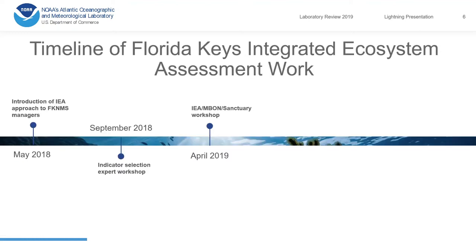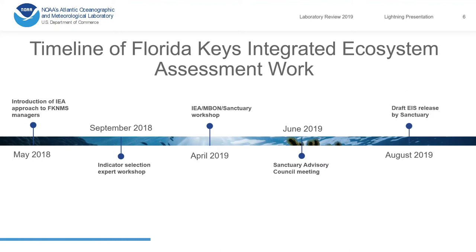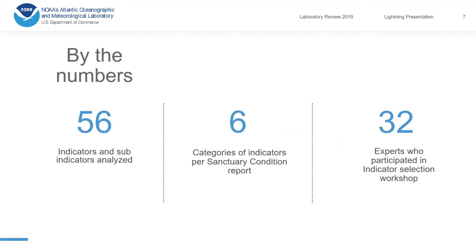So here's a timeline of our work. The sanctuary has been in a long process of updating their management plan. When new leadership came into the sanctuary, we partnered with them to use the IEA approach to select these indicators and provide information for their management plan. Information from our indicators was able to be used for the draft environmental impact statement that was used to update the management plan. And our indicators were also used to brief the Sanctuary Advisory Council meetings this past summer.